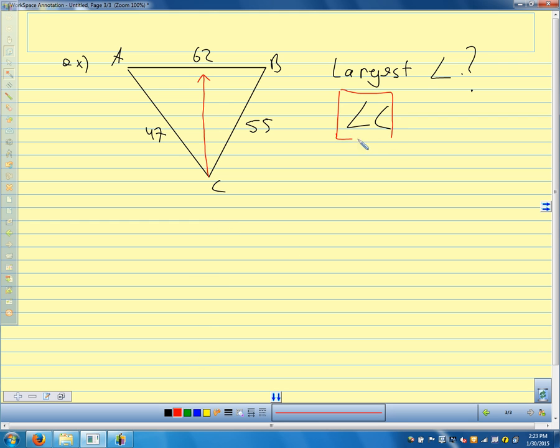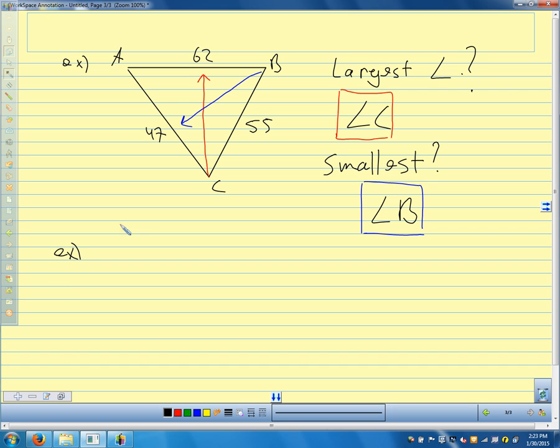What would be the smallest? Angle B. Because it is opposite, directly across from the smallest side. Really easy idea, right? And it works both directions. We can figure out things about the sides and the angles. So for this next one, I'll put up a picture, and in your notes, I'll tell you what I want you to do, and then we'll talk about this.